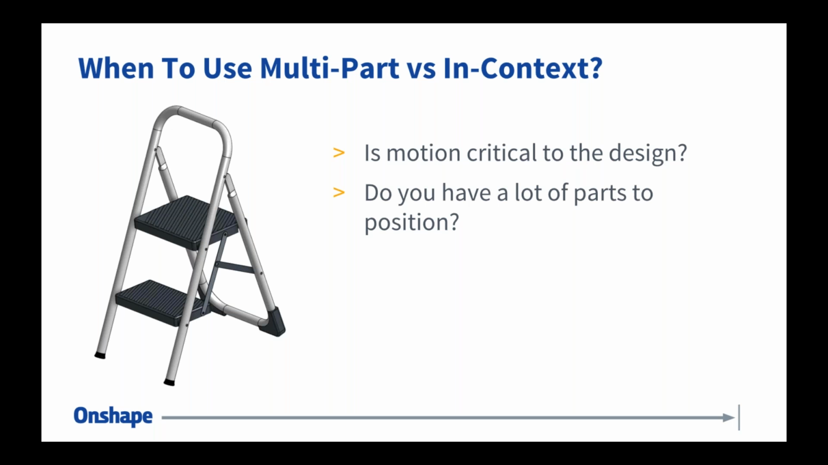The second question I would ask myself is, do I have to position a lot of parts from other sources, either parts I've modeled before or parts I've imported? Do I need to position a lot of parts in order to build my various other relationships? If the answer to that is yes, then you would use in context. But if the answer to both of these questions is no, then multi-part modeling is your answer. So I think for most users, this will make it as simple as possible. Motion critical, or do you have a lot of parts that you need to position to model around? Then the choice is kind of determined by them.